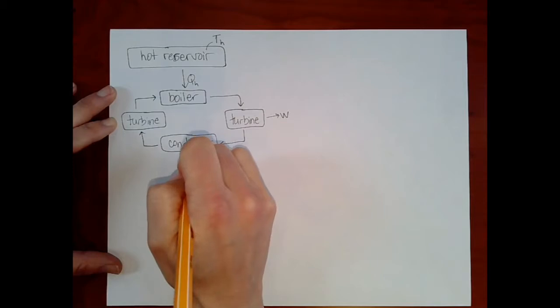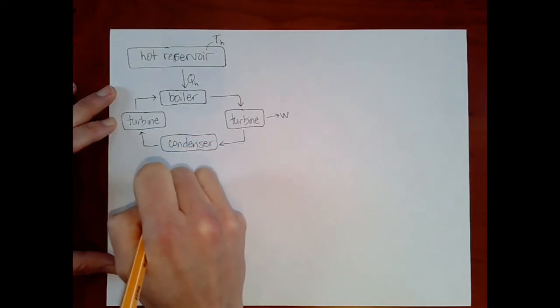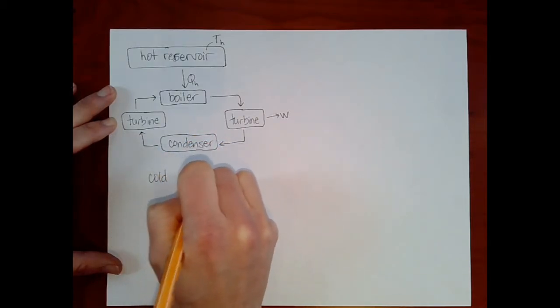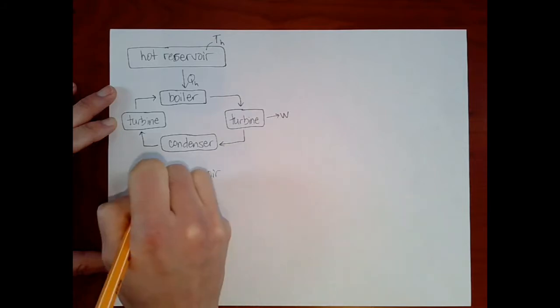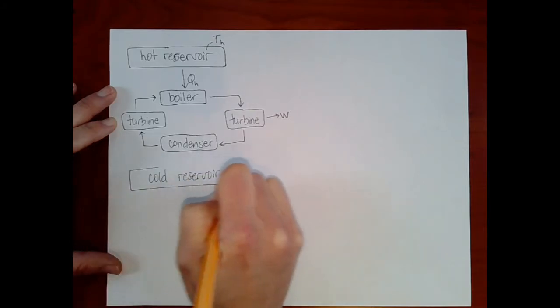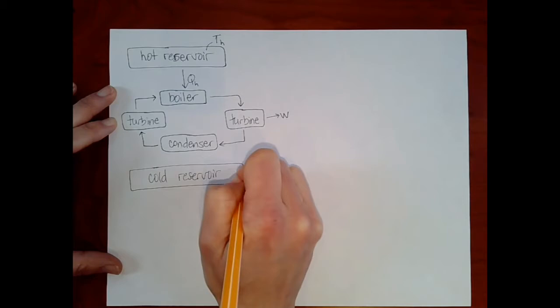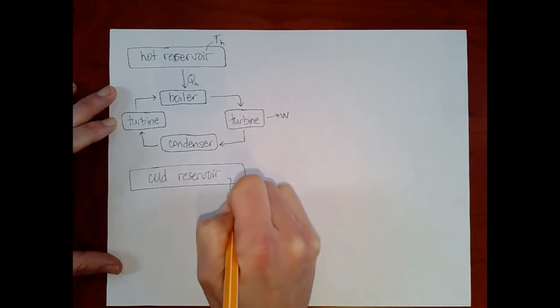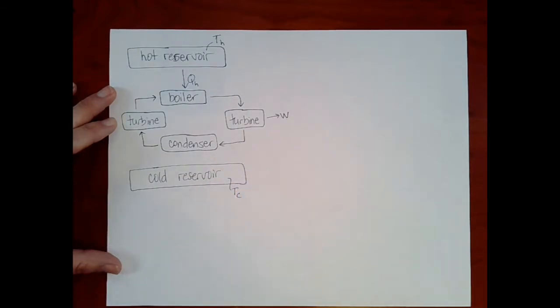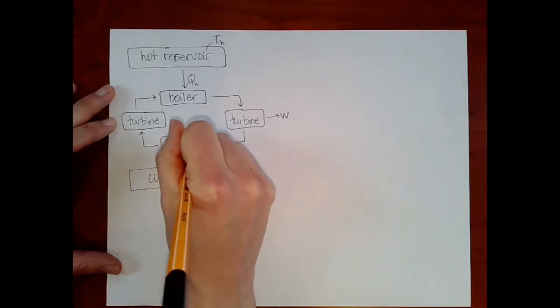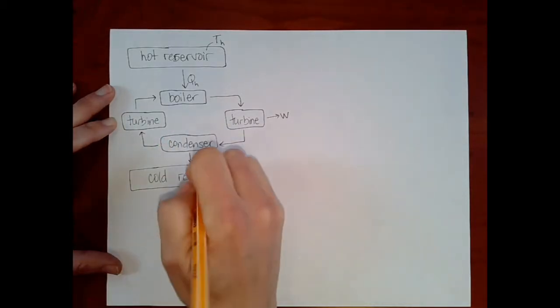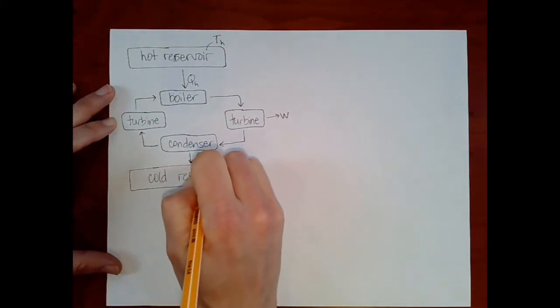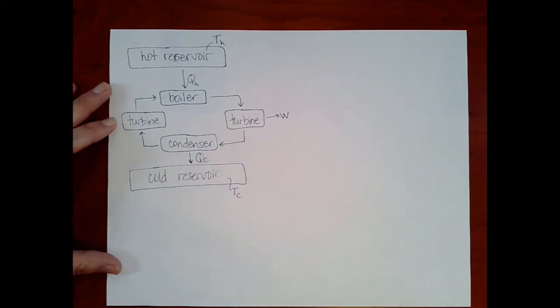The condenser is in contact with a cold reservoir. And we make the same assumption that it's thermally infinite and at a consistent cold temperature. The cold reservoir is dissipating heat from the condenser.